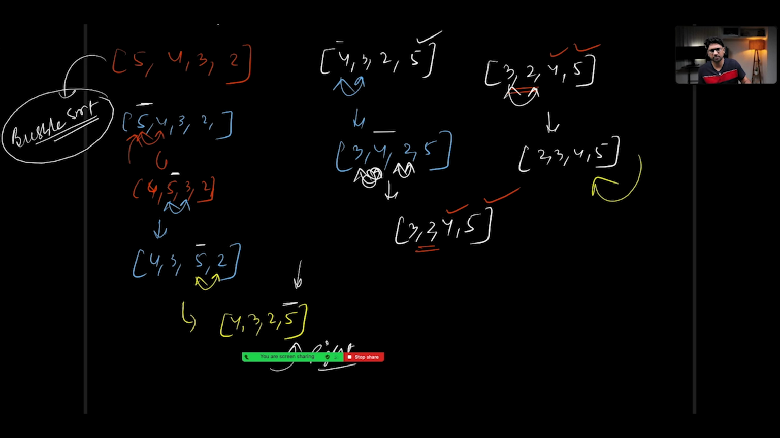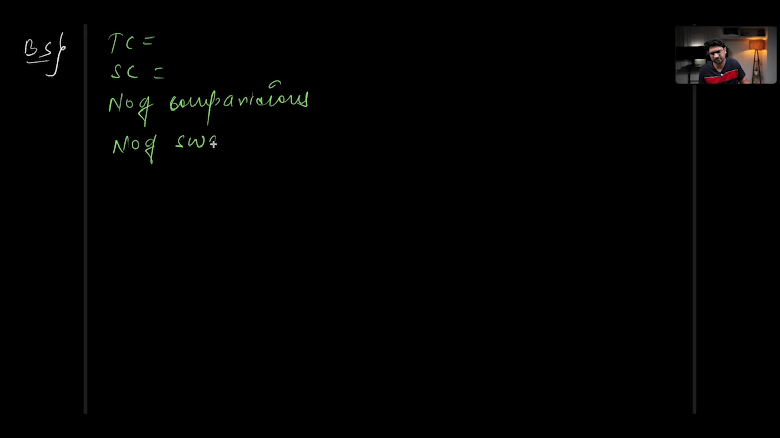Now a quick question for you. Bubble sort: what was the time complexity? What is the space complexity? What was the number of comparisons? What was the number of swaps? And is it a stable algorithm?